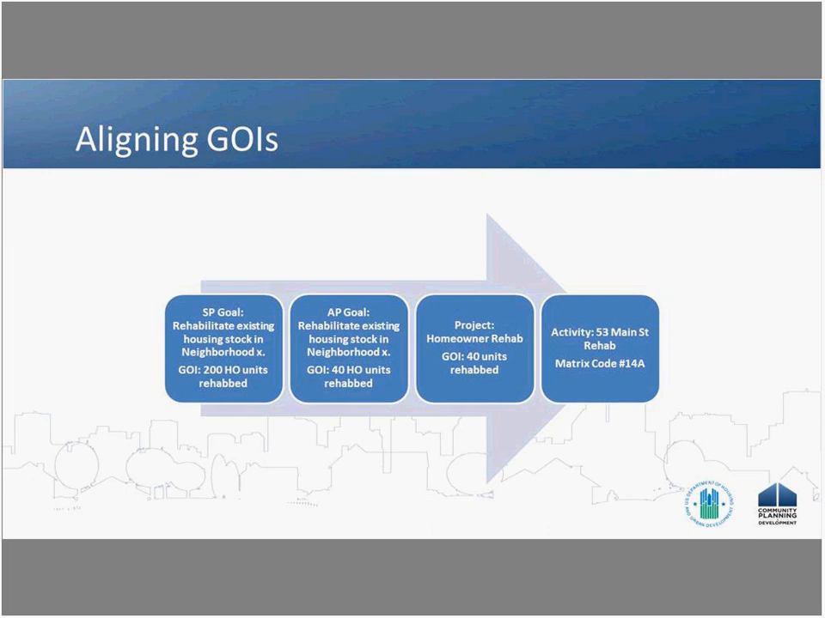Now, after setting up your project, or at a later point, you can create your IDIS activity. Say, for example, we have 53 Main Street Rehab. It is tied to the homeowner rehab project, which is listed on the action plan. The matrix code set up for this activity is 14A, which will align with homeowner units rehab.